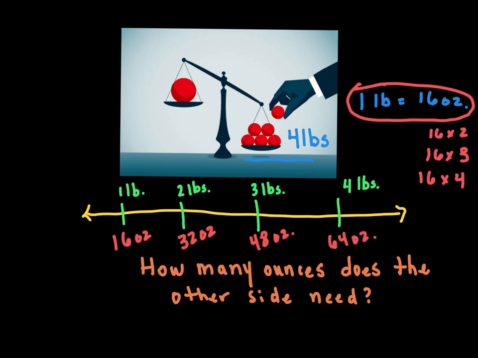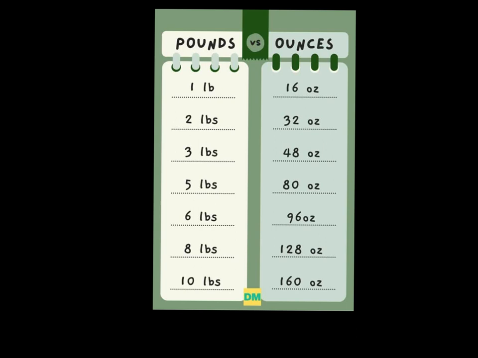And how much does the other side need? Well, in order to balance out, in order to be 4 pounds on the other side, you're going to need 64 ounces. This is the conversion chart you're going to need to remember. 1 pound is equal to 16 ounces, 2 pounds, 32. This is the main part right here. You've got to remember this first line, and then everything else comes together because you're going to multiply. But this is the one, always remember, 1 pound is equal to 16 ounces.